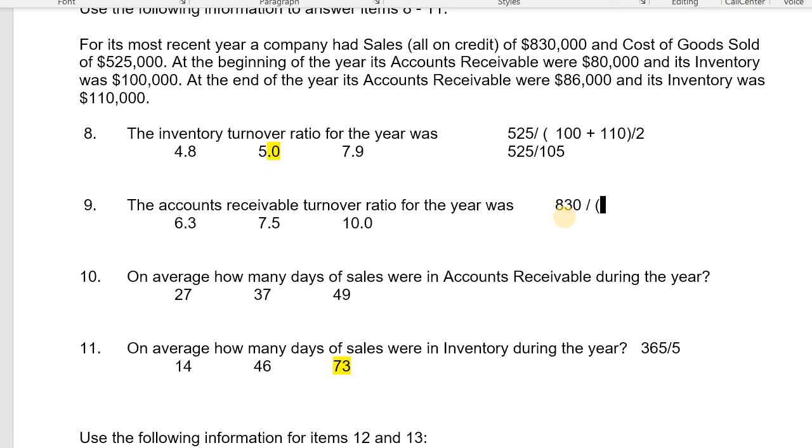So let's do the same trick. We're going to figure out our average. We're going to start with our beginning accounts receivable, which was 80. I'm going to add my ending accounts receivable, which was 86. I'm going to divide it by 2. 80 plus 86 divided by 2 is 83. So it's 830 divided by 83, which is going to turn the accounts receivable over 10 times a year.